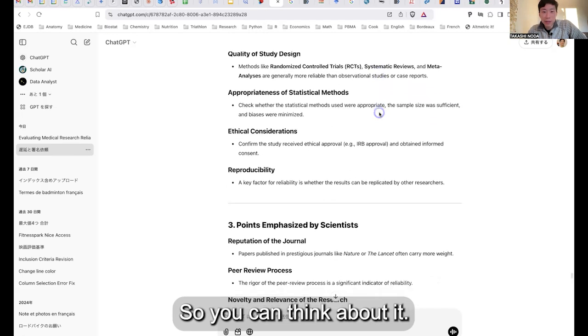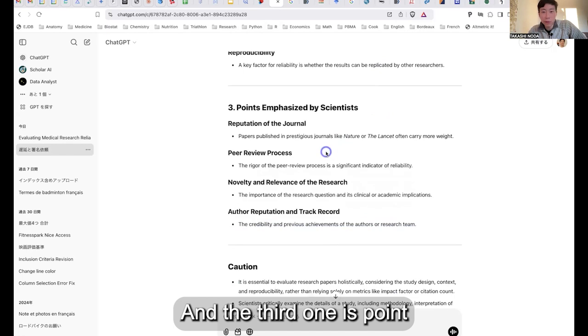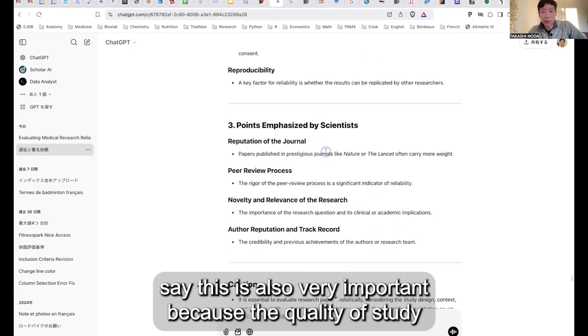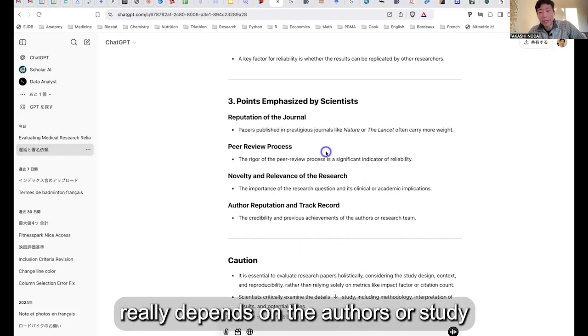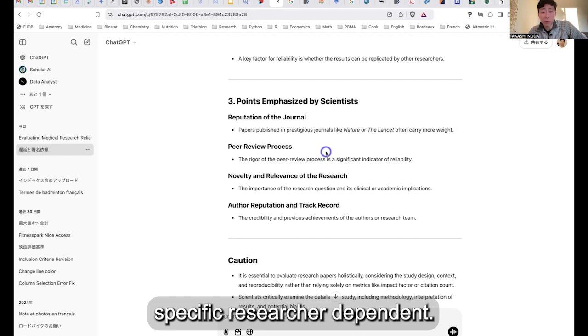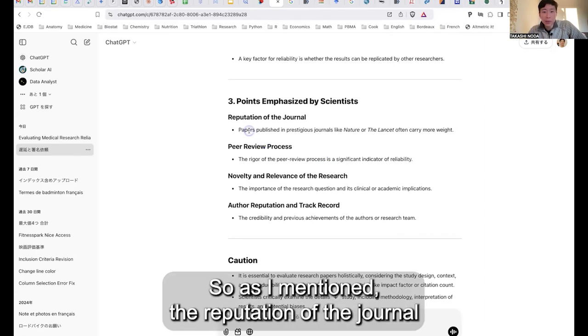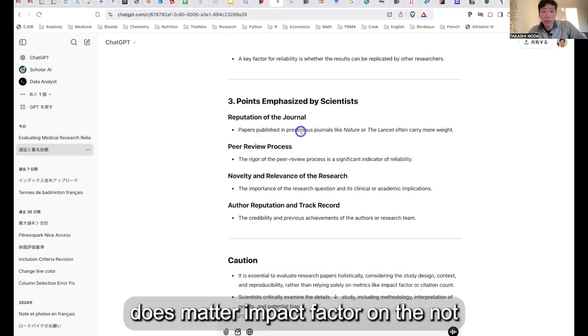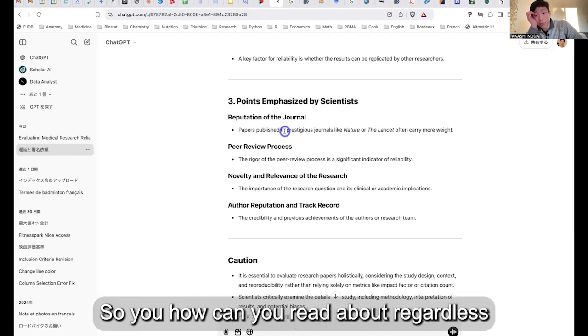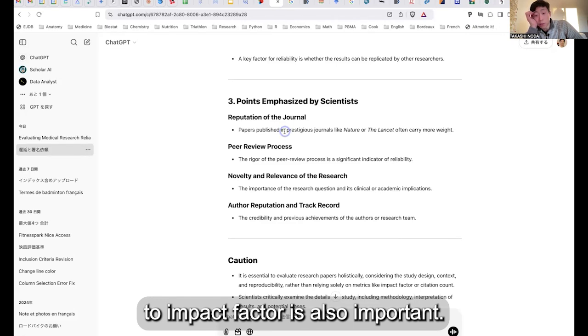So you can think about it. And the third one is the point emphasized by scientists, the scientists' points of view. This is also very important, because the quality of a study really depends on the authors or the research team itself. It's researcher dependent. As I mentioned, the reputation of the journal does matter, the impact factor, and also reputation regardless of impact factor is important.